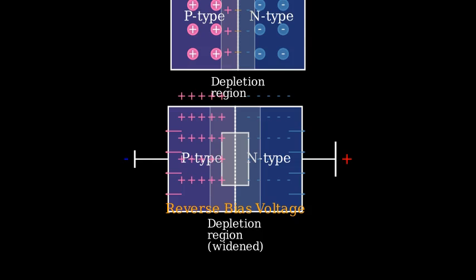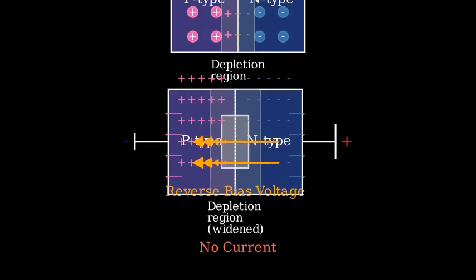The widened depletion region creates a stronger electric field and a larger potential barrier. This increased barrier makes it extremely difficult for the majority carriers to overcome and cross the junction. As a result, almost no current flows through the diode.